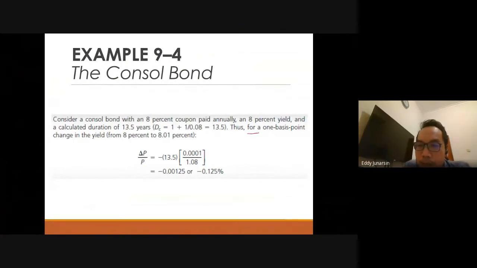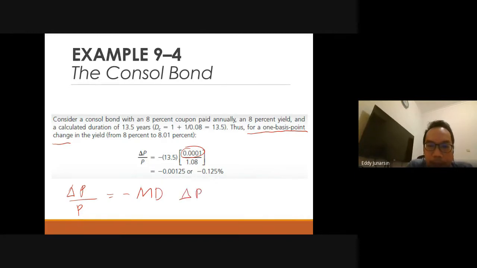Okay, so going back to our story here. You're concerned about a 1 basis point change increasing, right? So 1 basis point would be something like this. So what is the estimation again? Delta P per P, this would be what? Minus modified duration times the change in interest rate. And we know that the duration here is 13.5.